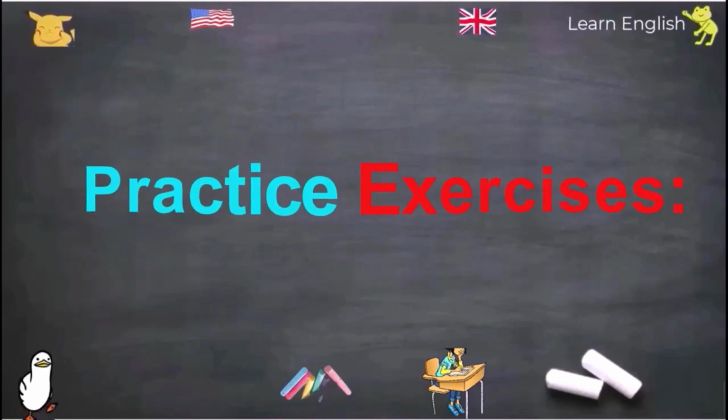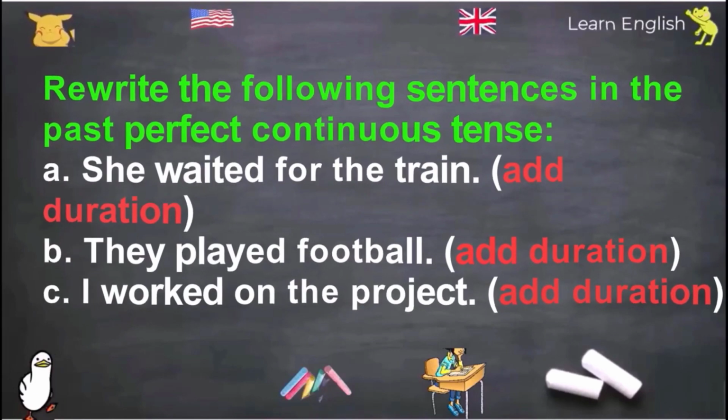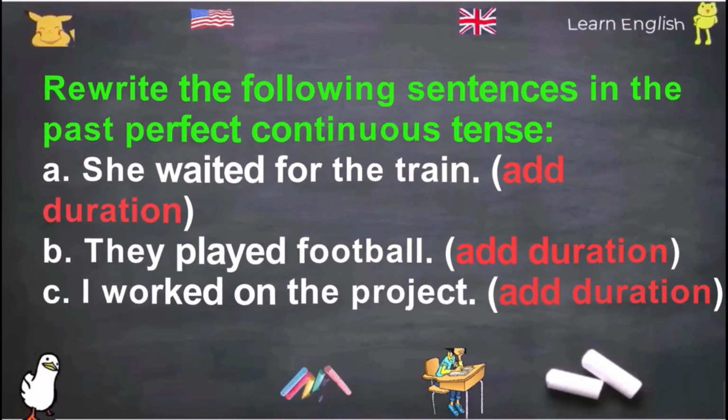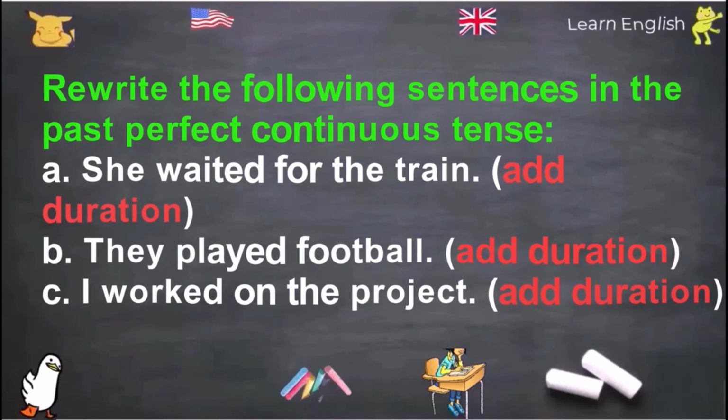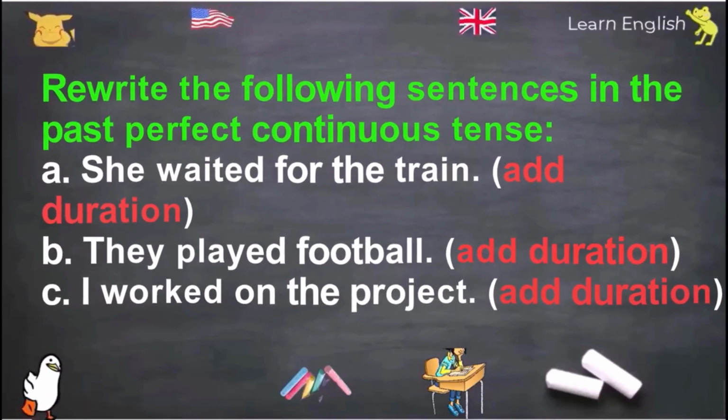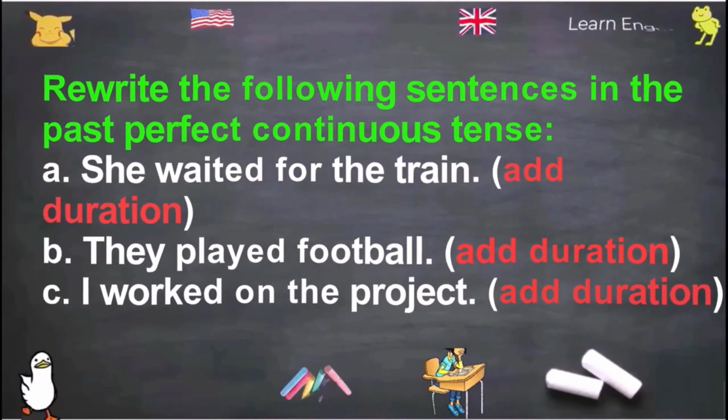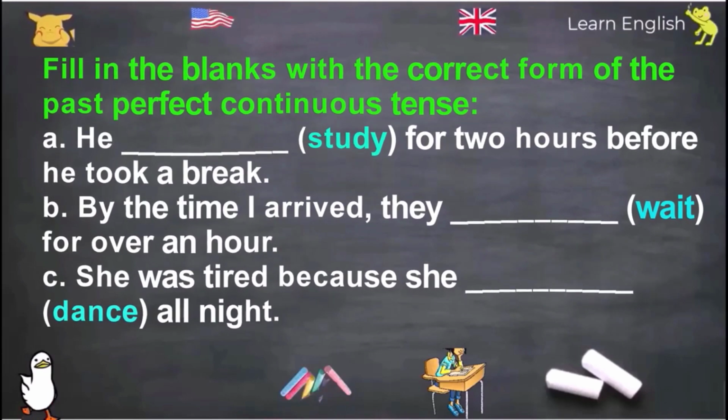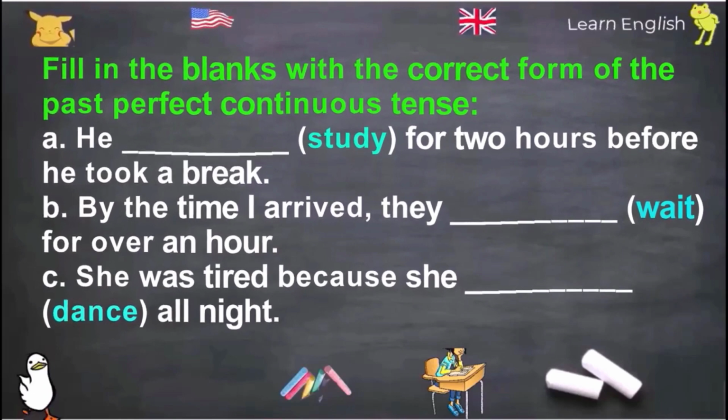Practice exercises. Rewrite the following sentences in the past perfect continuous tense. She waited for the train. Add duration. They played football. Add duration. I worked on the project. Add duration.